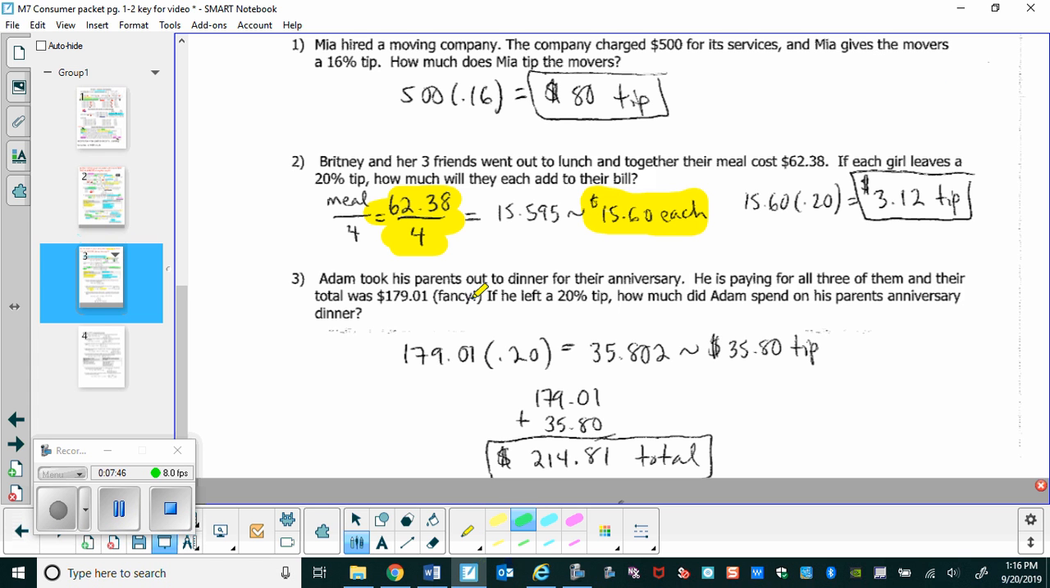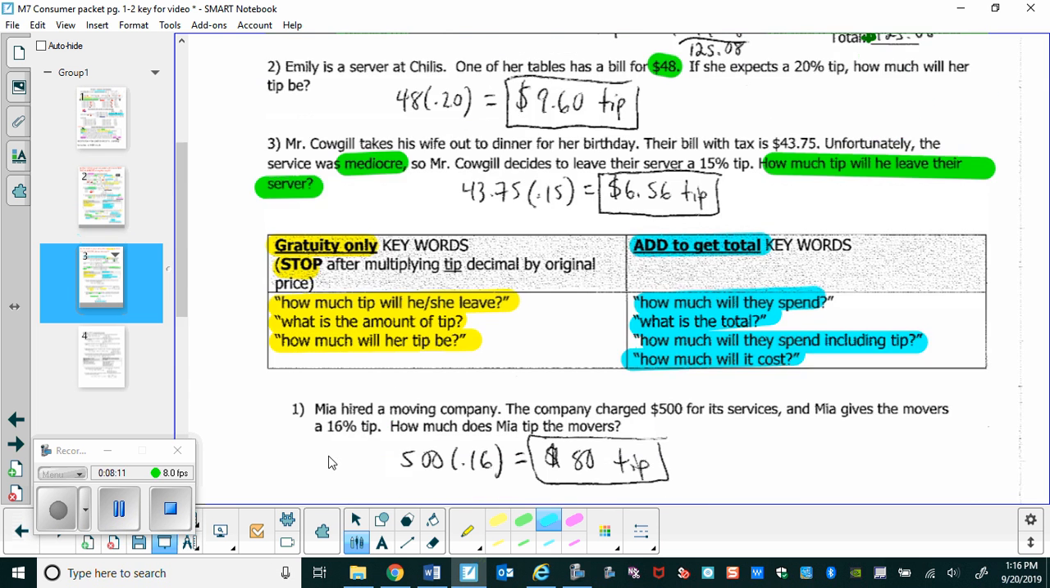So first things first, we've got the cost of the meal, and we're going to multiply it by the decimal of the percent. So we've got 179.01 times 0.20. When we get this number in the calculator, the 2 would not round that up. So Adam's going to leave $35.80 to the server. If he adds that into the cost of the meal, Adam would have spent $214.81 total.